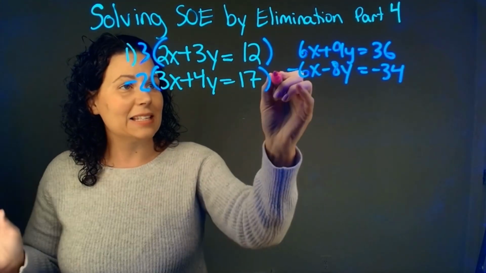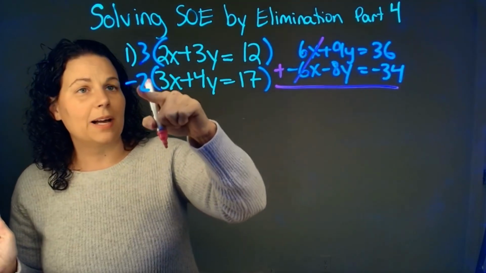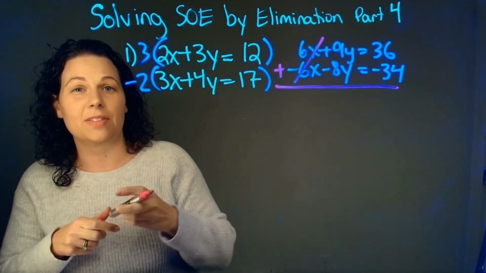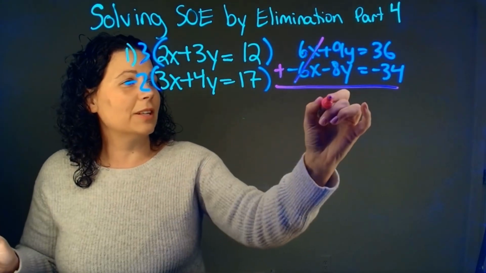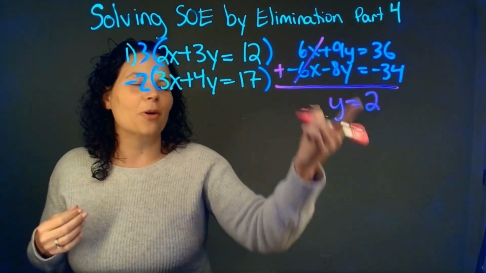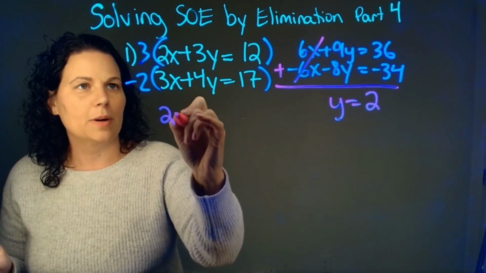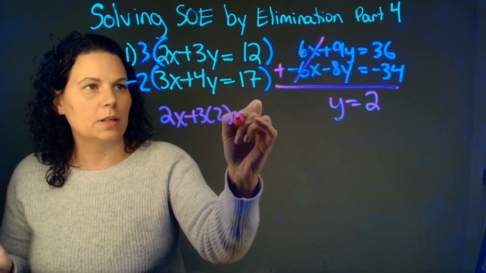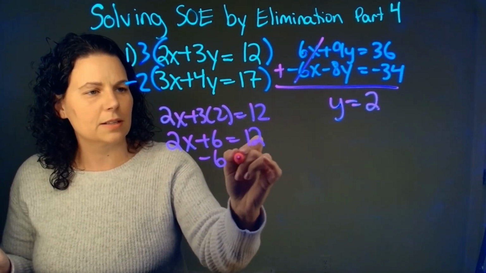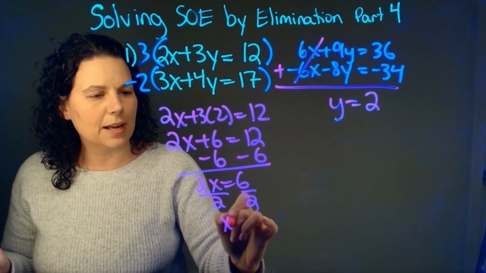Now I can add these equations and the x cancels. So I multiplied the 2 by this 3 and this 3 by this 2. And then I checked to make sure that the signs were different. That will give me y. Oh, that's nice, y equals 2. Haven't got anything to solve. That was nice. Go back to the originals and plug that in for y. It doesn't matter. First equation second. 2x plus 3 times 2 equals 12. 2x plus 6 equals 12. Subtract 6 from both sides. Divide both sides by 2. And we get x equals 3.